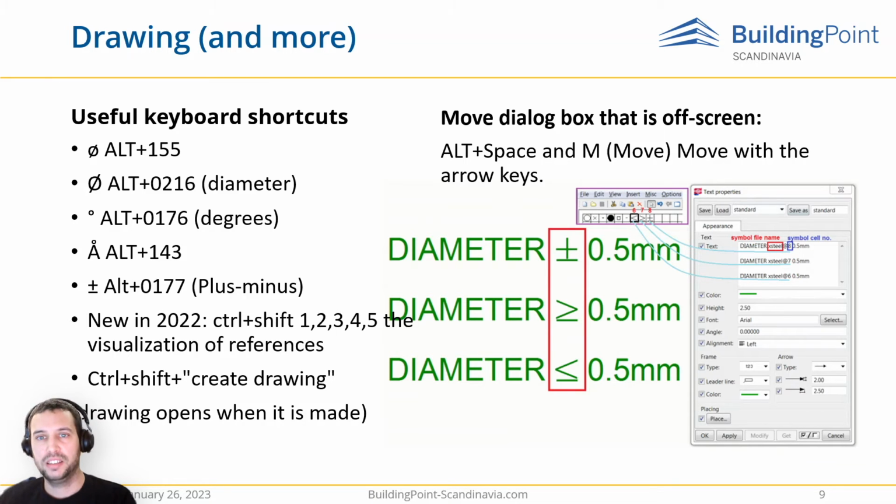Have you ever had a dialog box going off screen? Press Alt Space and M for the move, then use your arrow keys to move it into the right screen. Then you should be able to see it again.